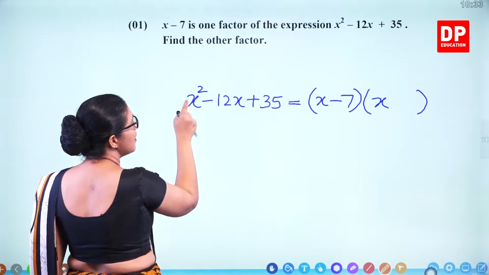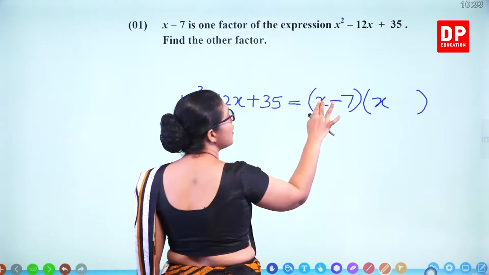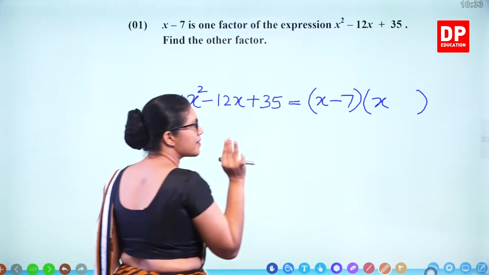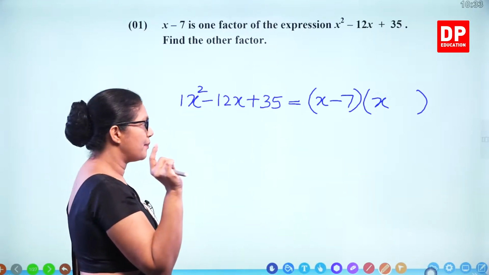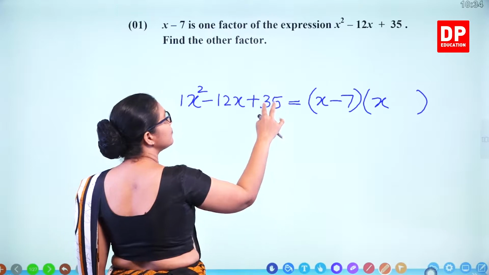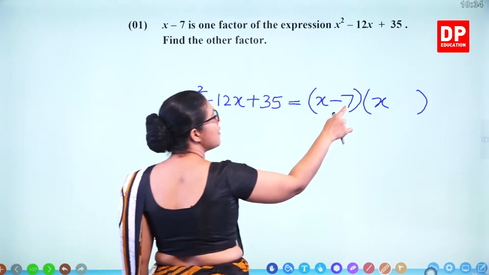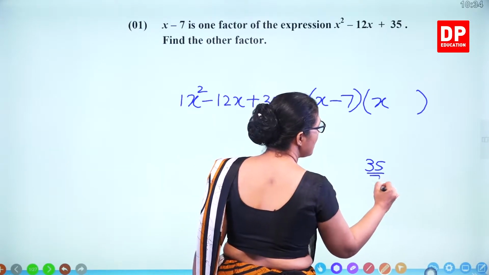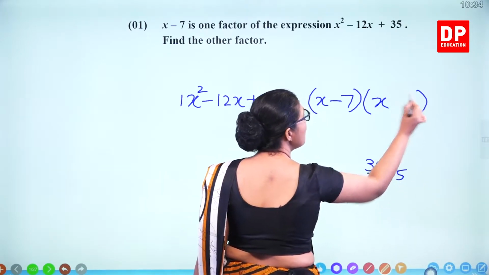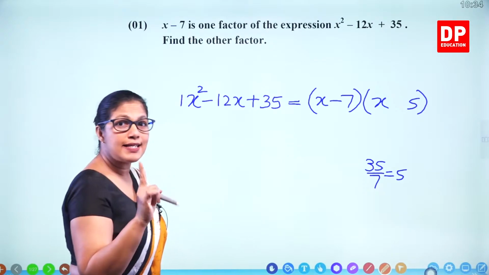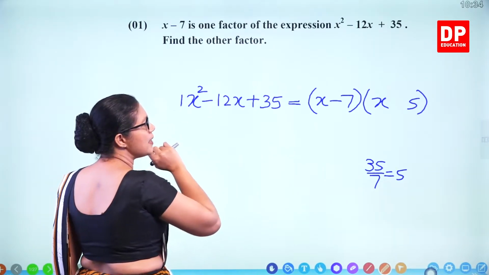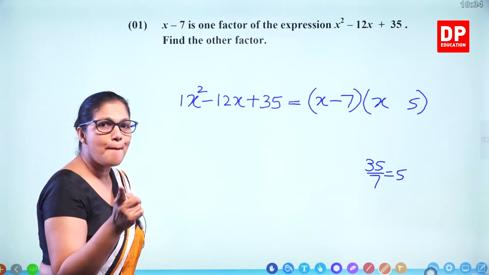Here we have 1x squared, so to get x squared you need to multiply x by x. First you can fill that in. Then the next one, 35. 7 is there, and 35 divided by 7 gives 5, so this should be 5. How do you decide whether it is plus or minus? The middle term is minus, so both should be minus.